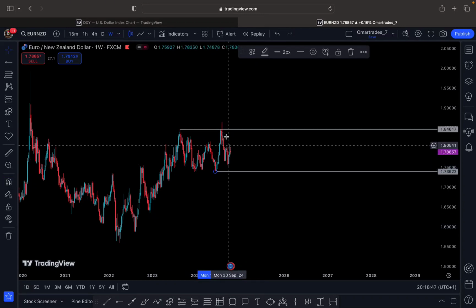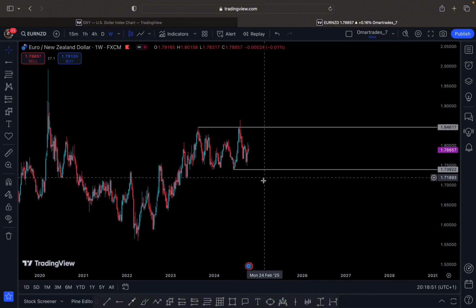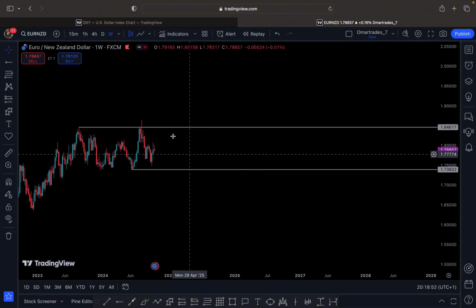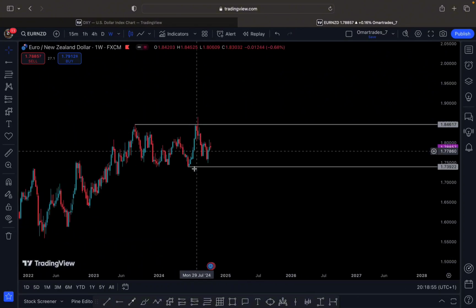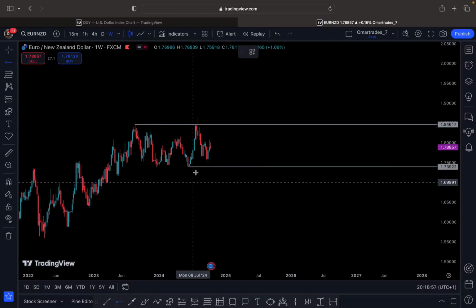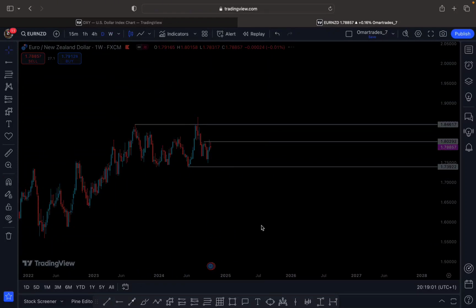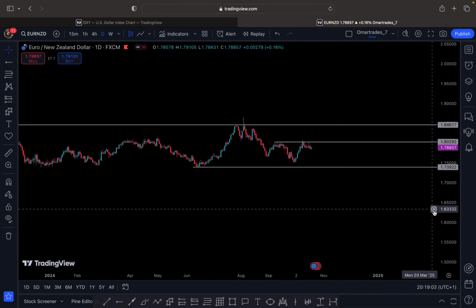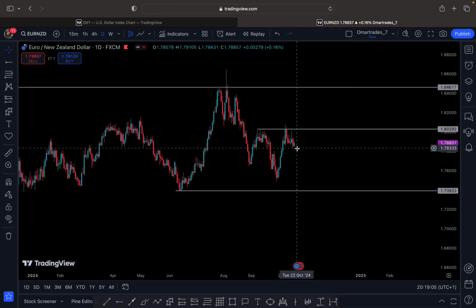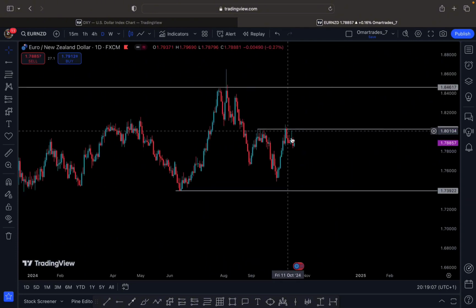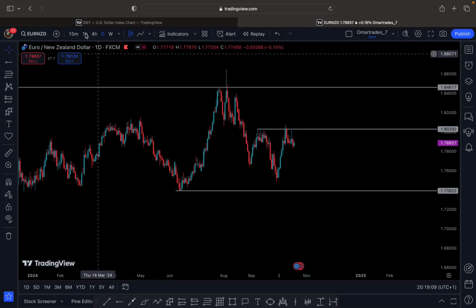So A to B, we have the impulse, this is the continuation, and then we are potentially looking for the move to the downside, right? So if we are going to sell off from here, where is the best area to do that? That will be here. As you can see, it leaves the clue. So now we are here, we tap that, we have the retrace, and then we begin to sell off.